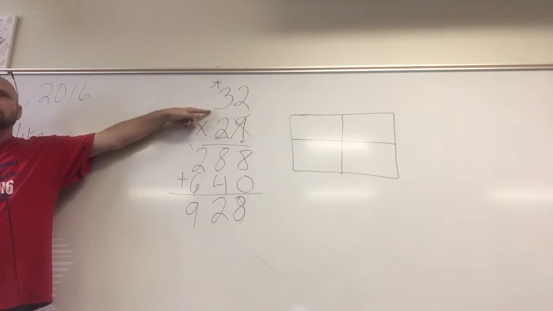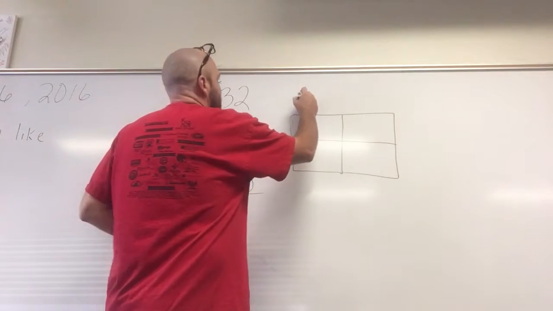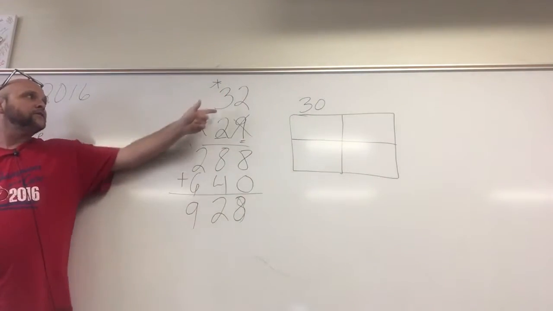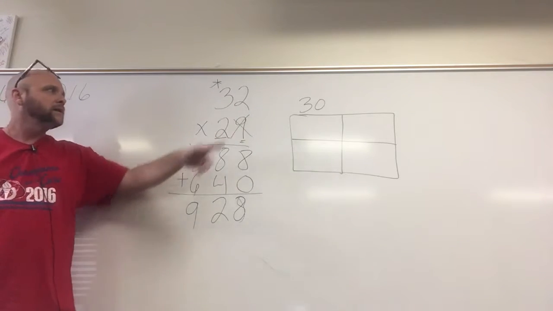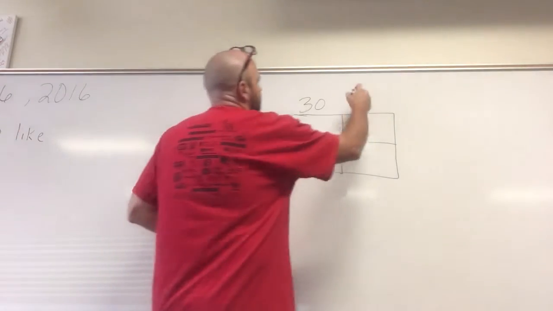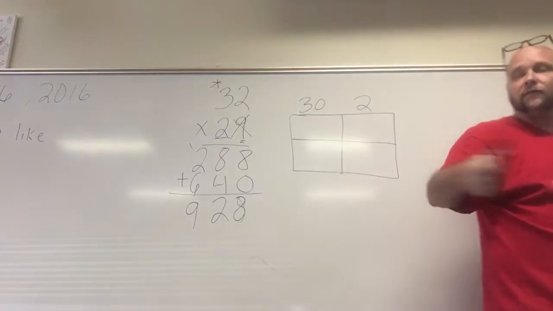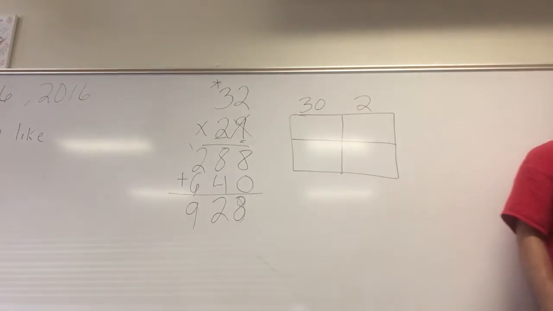What place value is the 3 in? The tens place. What is the value of 3 tens? 30. So I put a 30 at the top of there. The first factor is 32. What place value is the 2 in? The ones. What's the value of 2 ones? 2. So this is an expanded form, and this expanded 30 plus 2 is 32, the same as that first factor.